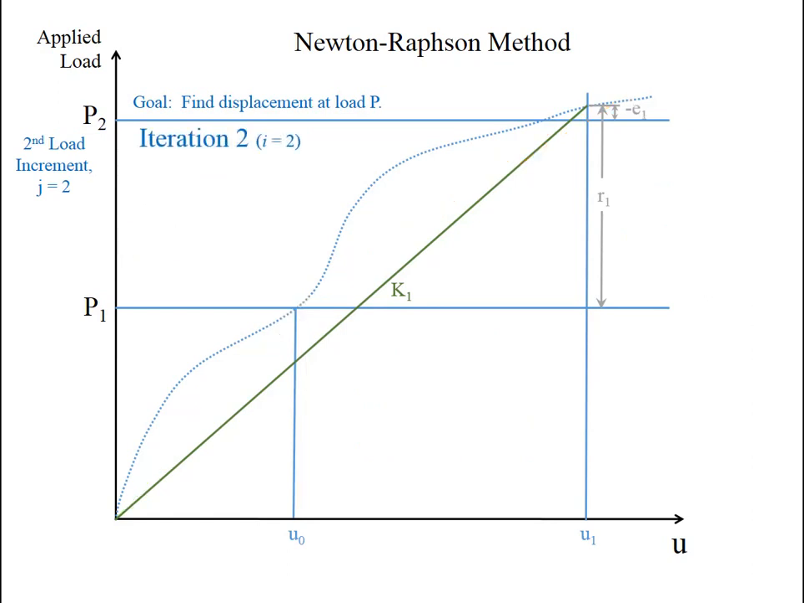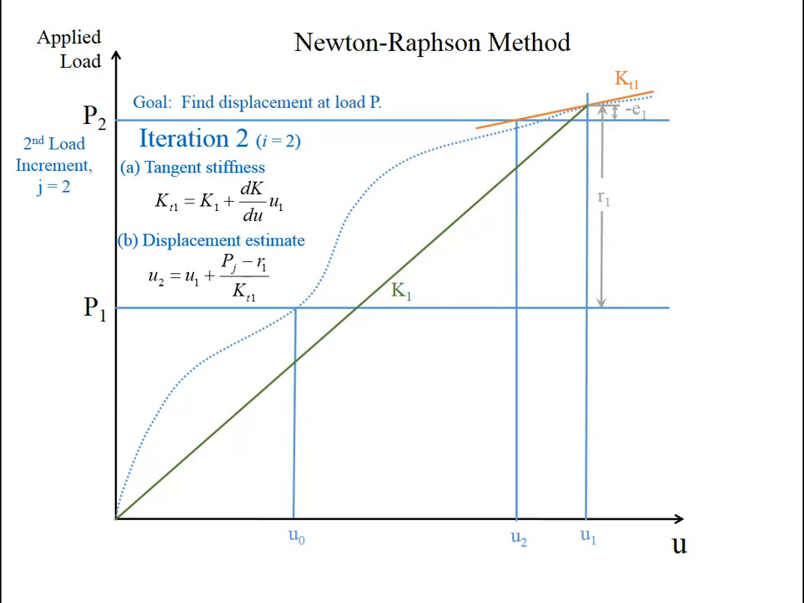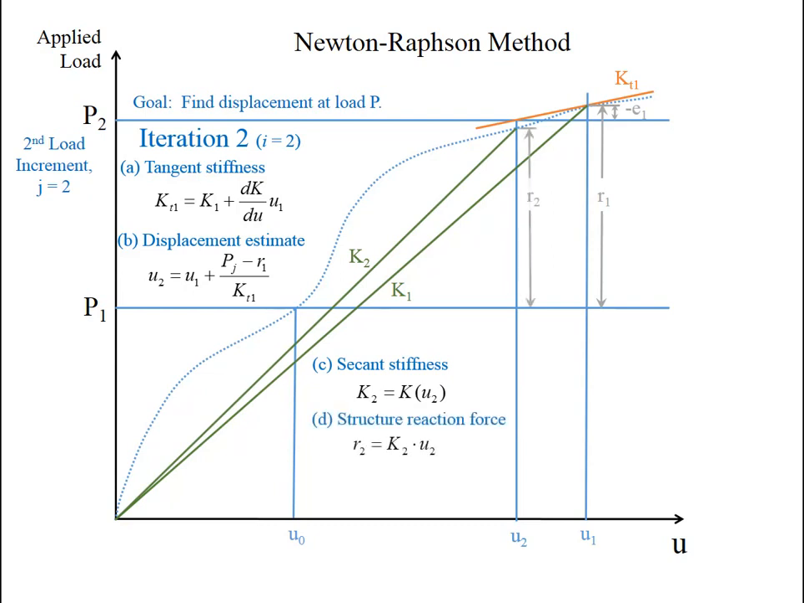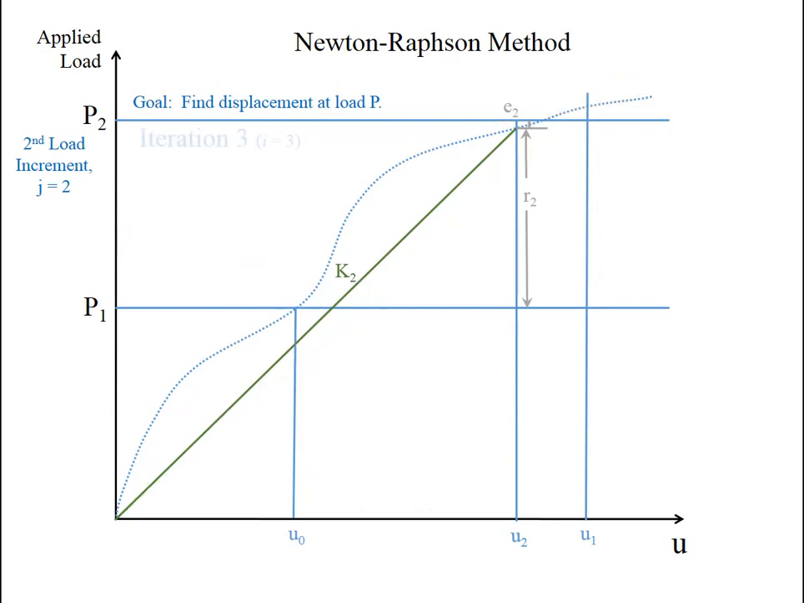So now we can move on to iteration 2. For iteration 2, we need, again, a new tangent stiffness and then a displacement estimate based on that tangent stiffness. Then a new secant stiffness, K2, a new structure reaction force, R2, and a new error, which is E2. You can see we're closing in here.